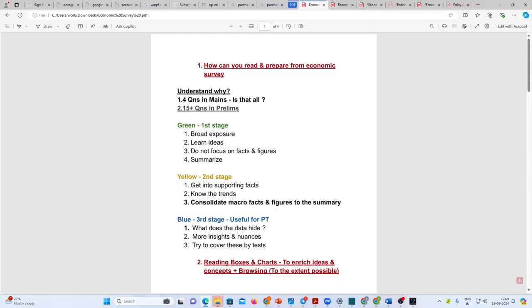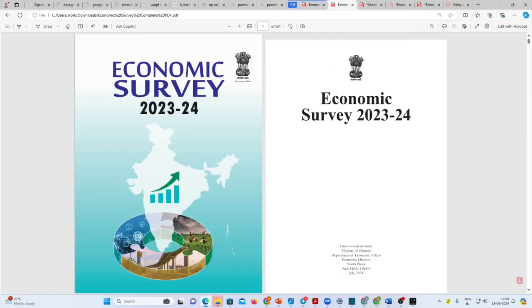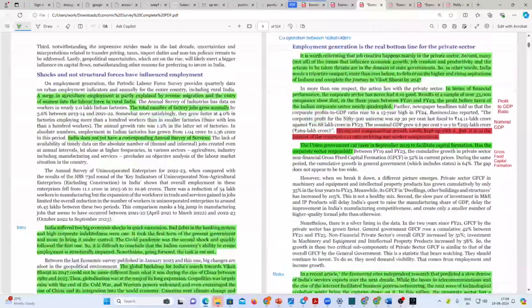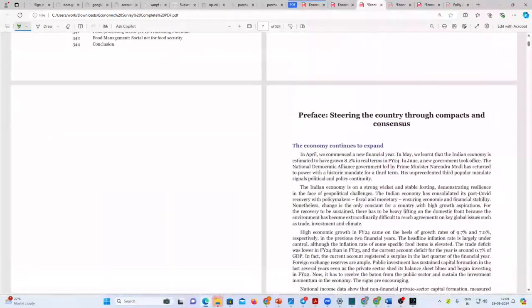finish off this Economic Survey in the next couple of months, and let me teach you how you can actually do that. What you have here on the screen is my approach, which I have written in the form of 4 different points. So let's discuss each point one by one. First is all about reading and completion of the Economic Survey, and that is to be done in three different stages. The first stage is the green stage. In this stage, what you do is simply open your Economic Survey.